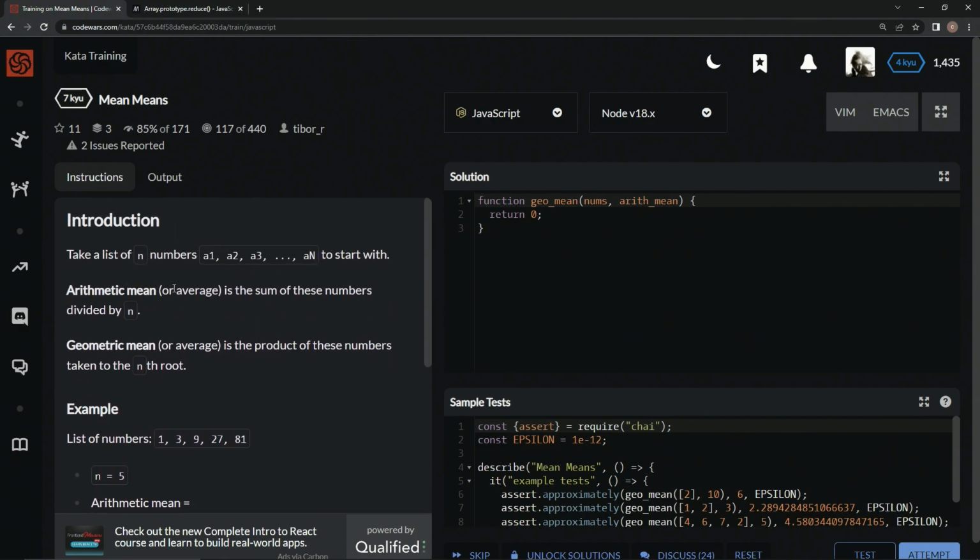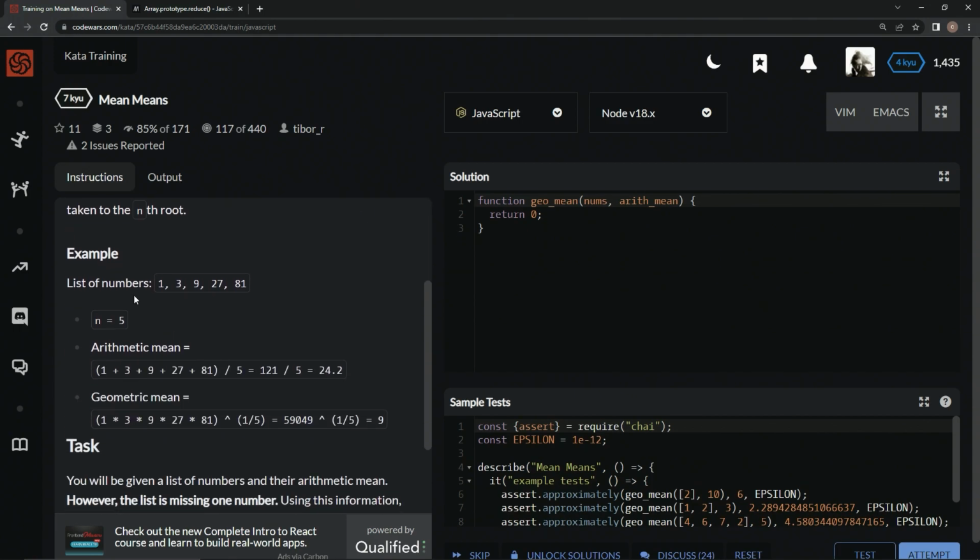An arithmetic mean is the sum of these numbers divided by n, okay? Geometric mean is the product of these numbers taken to the nth root, all right? The list of numbers is going to be this. There's going to be 5 numbers in it. Sum them all together and divide by 5. It's going to be 121 divided by 5, which is 24.2. Then get the product of all these together to the 5th root. That's 59049 to the 5th root, which is going to be 9.